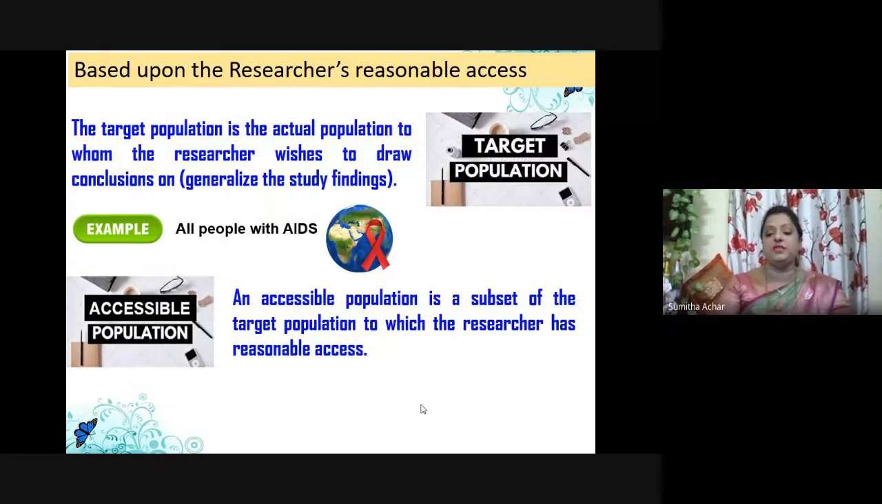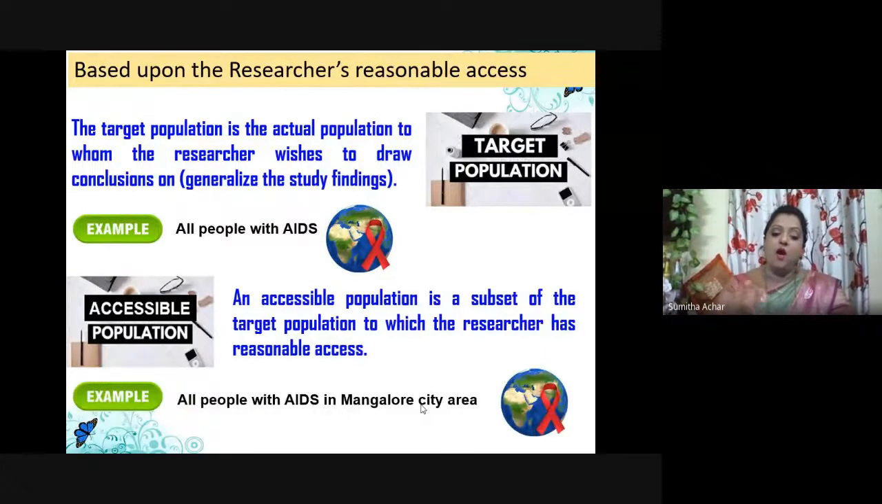The accessible population is a subset of a target population to which the researcher has reasonable access. For example, all people with AIDS in Mangalore city area, right? Based on which units of a population the researcher is able to access, that's called an accessible population. And in general research in social science, we normally consider an accessible population rather than the target population. Target population is definitely there to reach out, but generally we target an accessible population and we try to make a study.